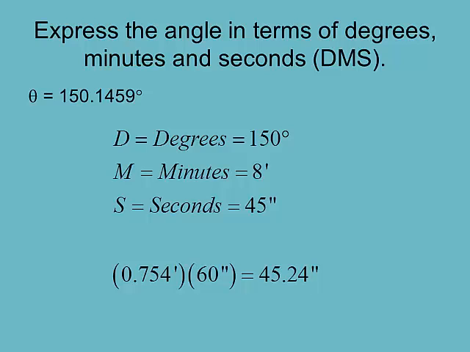I ended up with 8 point something. I subtracted the 8. I multiplied what was left in my calculator by 60 and ended up with 45 point something. It turned out it rounded off to 45. But at no point did I clear my calculator and then re-enter what I had just cleared.